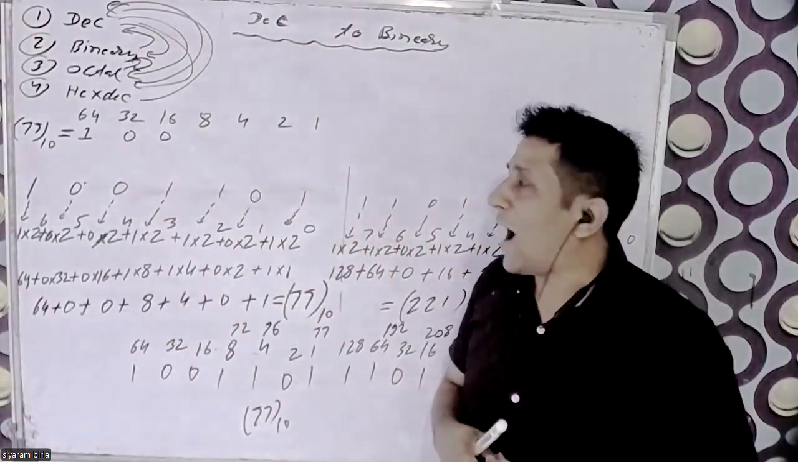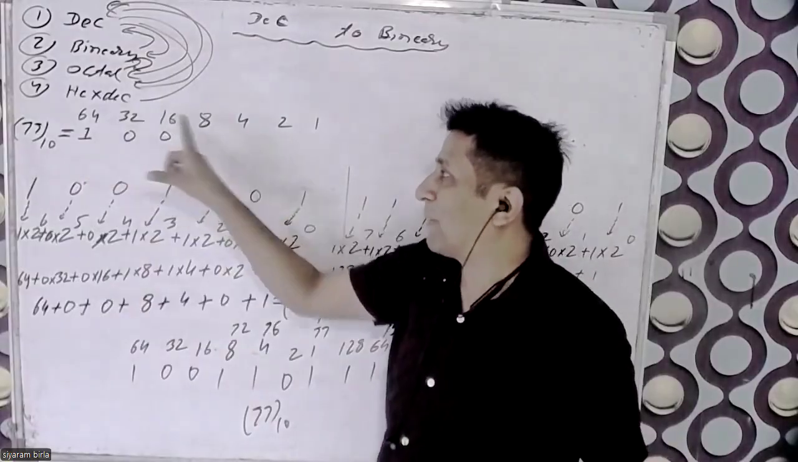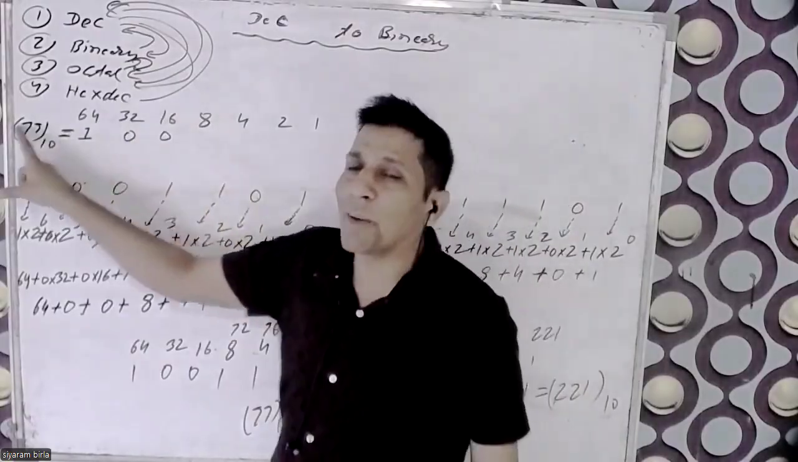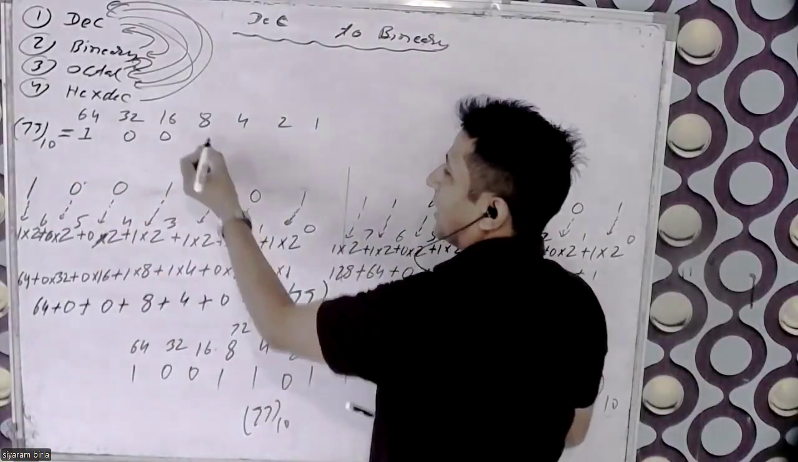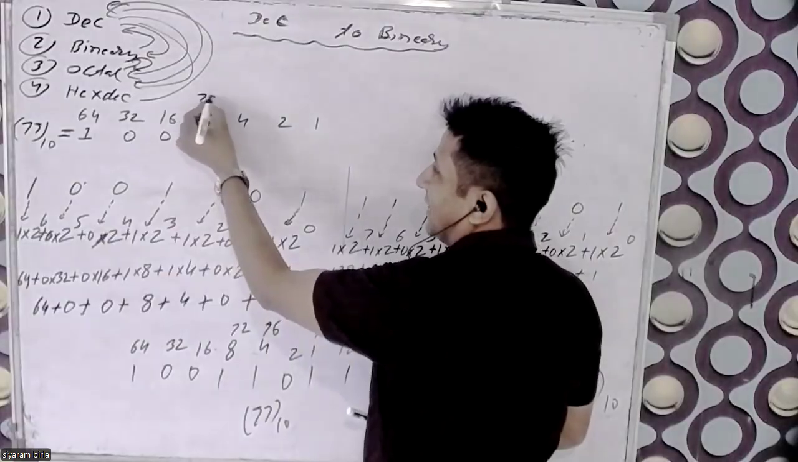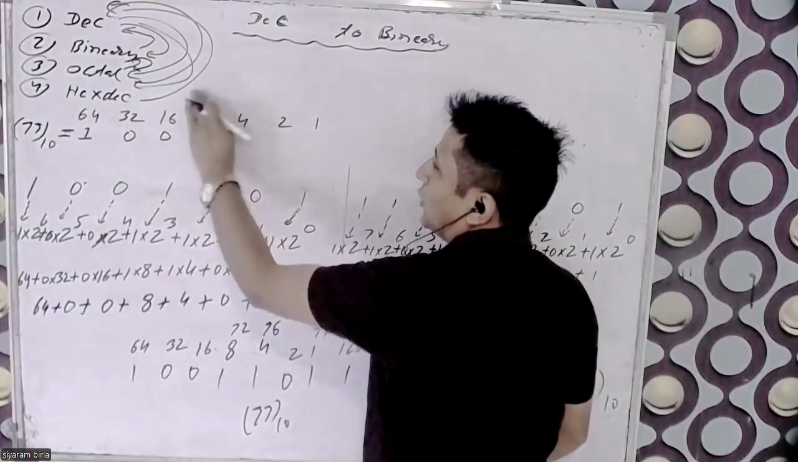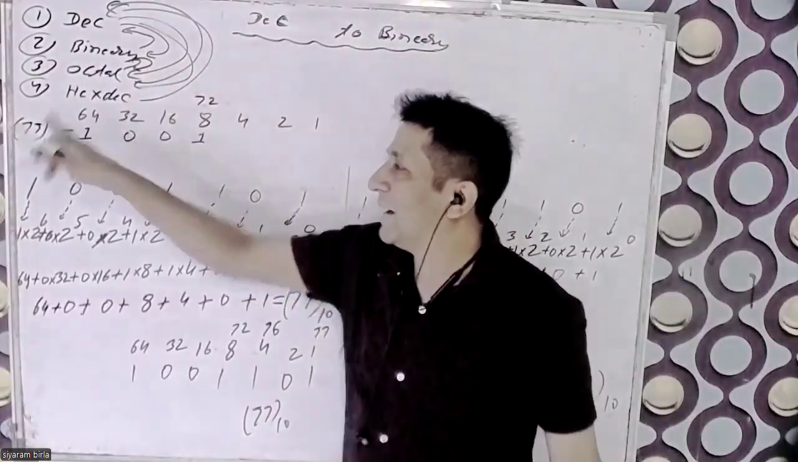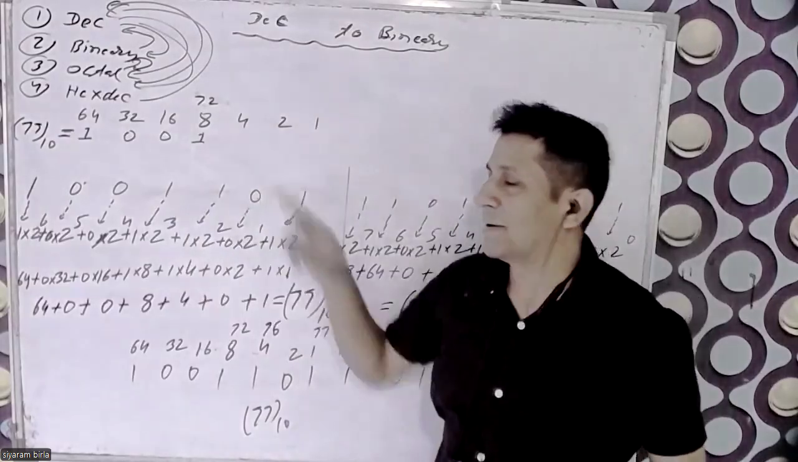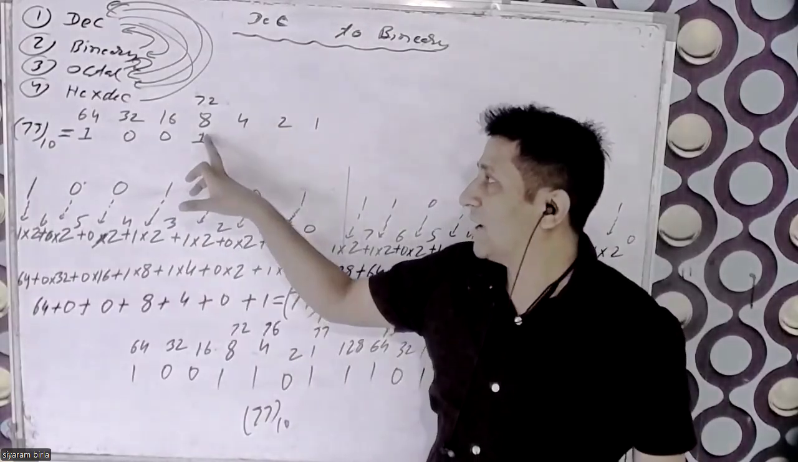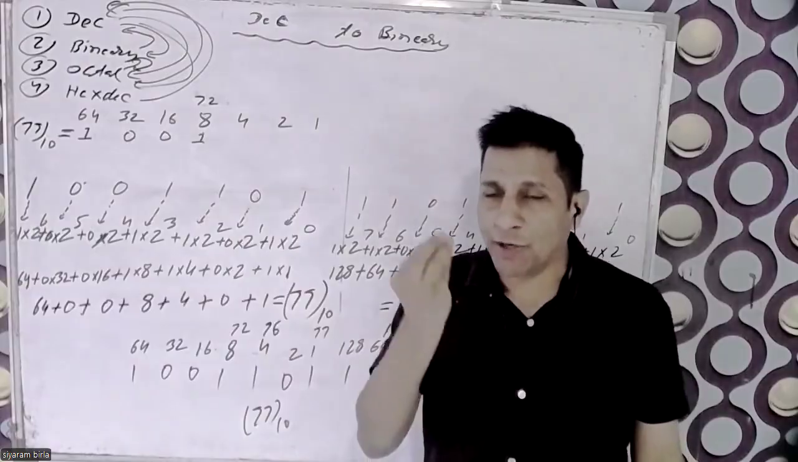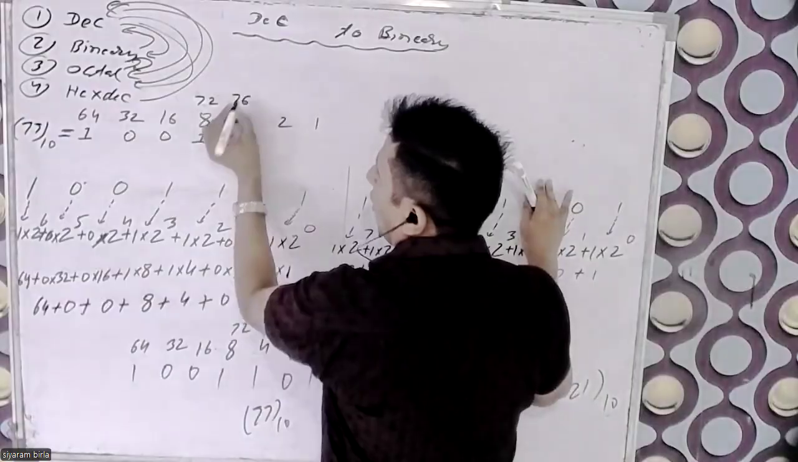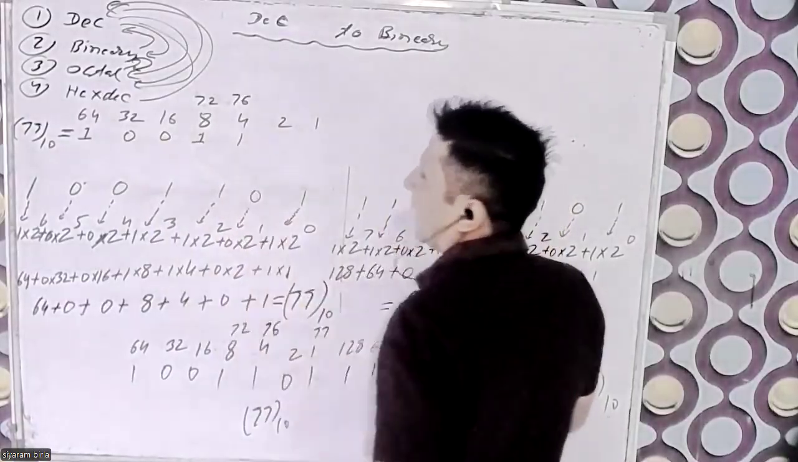If I add 64 plus 8, it becomes 72. 72 is below 77, so I will make it 1. Then I add 4, so it becomes 76. 76 is below 77, so I will make it 1.